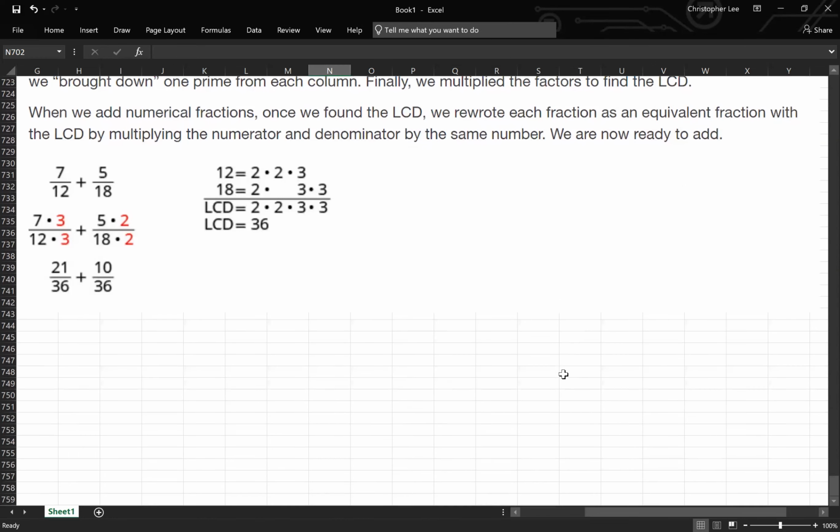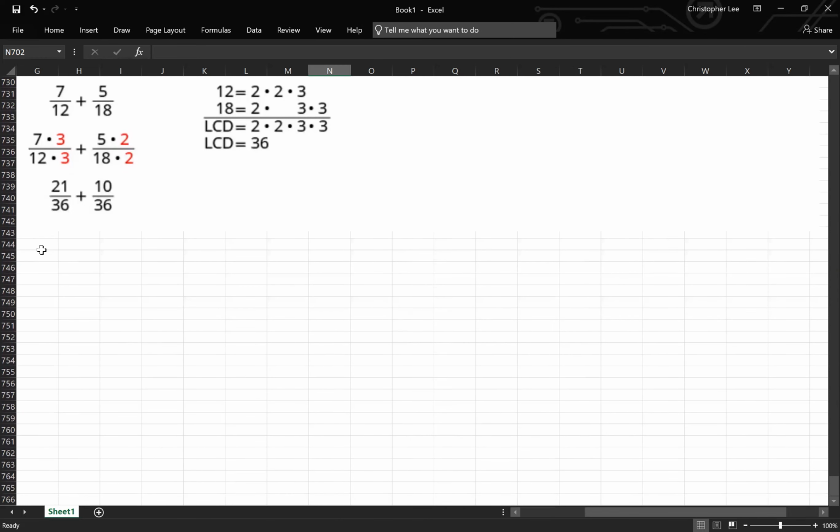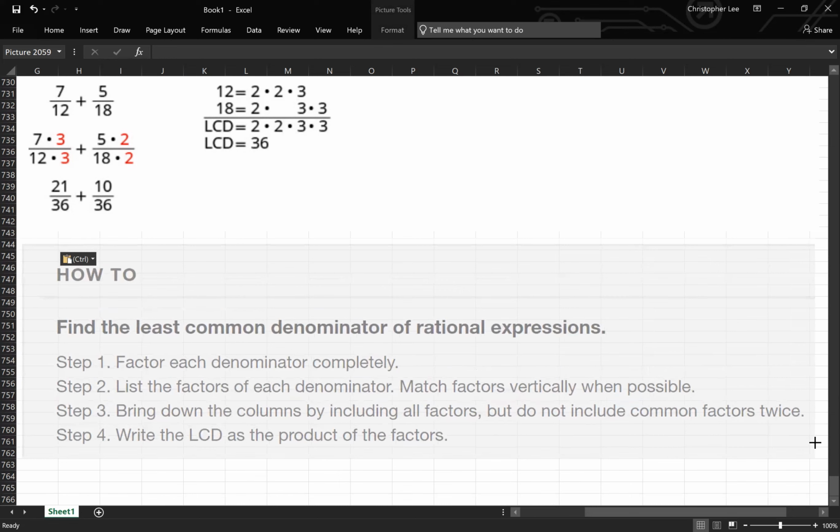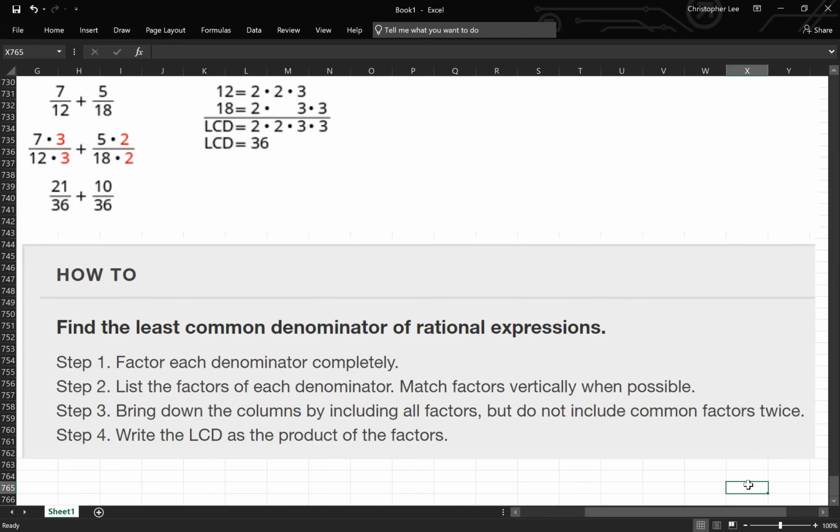So real quick, just to make me feel good, right? This is the procedure. I want y'all to have that. So how to find the least common denominator of rational expressions. Step 1, factor each denominator completely. Step 2, list the factors of each denominator. Match the factors vertically when possible. Step 3, bring down the columns to include all the factors, but do not include common factors twice, right? And step 4, write the LCD as a product of the factors, all right?